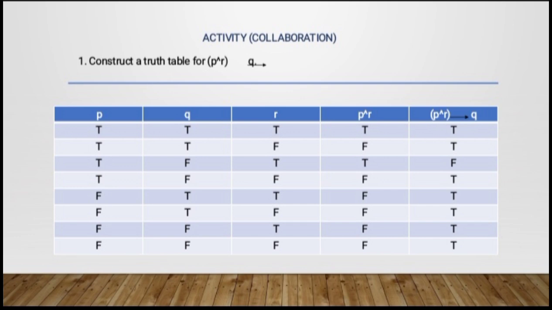Activity or collaboration. Number 1. Construct a truth table for P and R, and Q. The last column of P is false, the last column of Q is false, the last column of R is false, the last column of P and R is false, and the last column of P and R if and then Q is true.